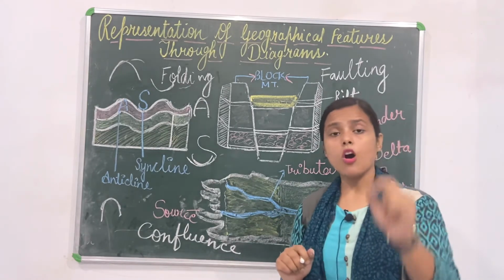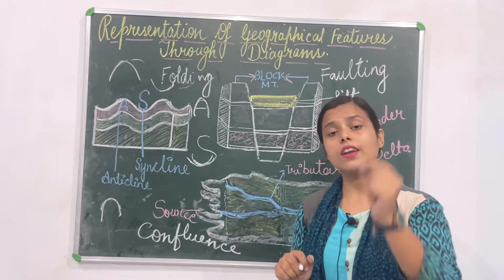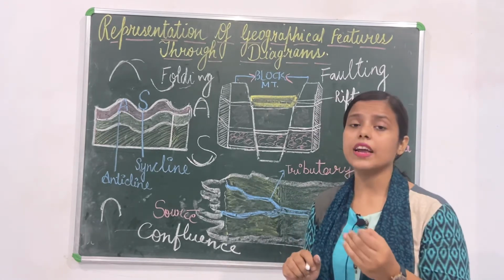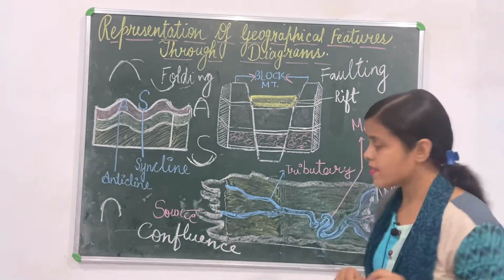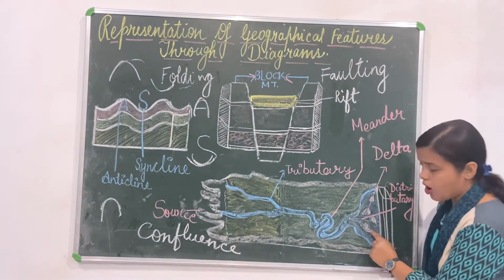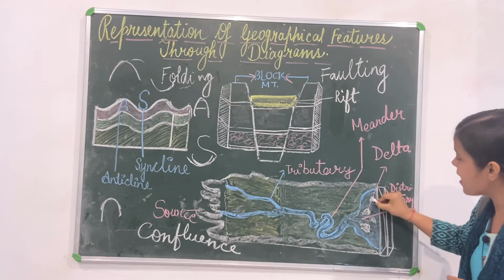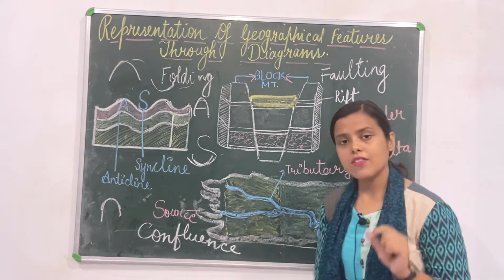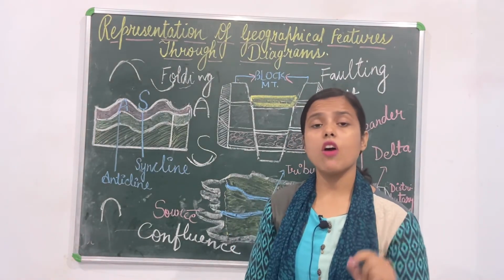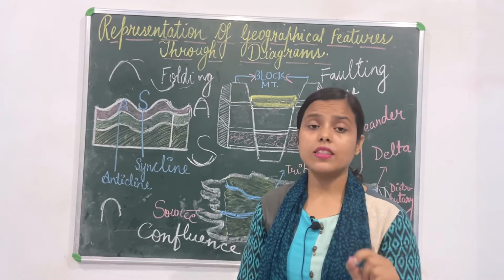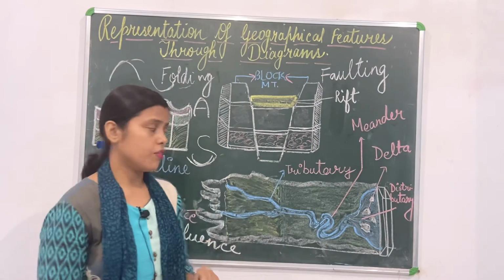And when the river blocks its passage by the deposition of the amount of silt, sand or whatever it carries with it, that place is known as delta. See, it is in the triangular form. See, I have drawn here. It is in the triangular form and this is known as delta. What is delta? When the river blocks its own passage by the deposition of sand and silt at the mouth of the river.